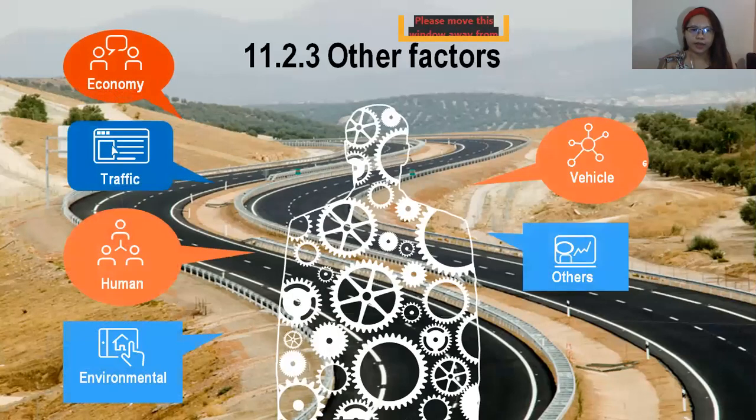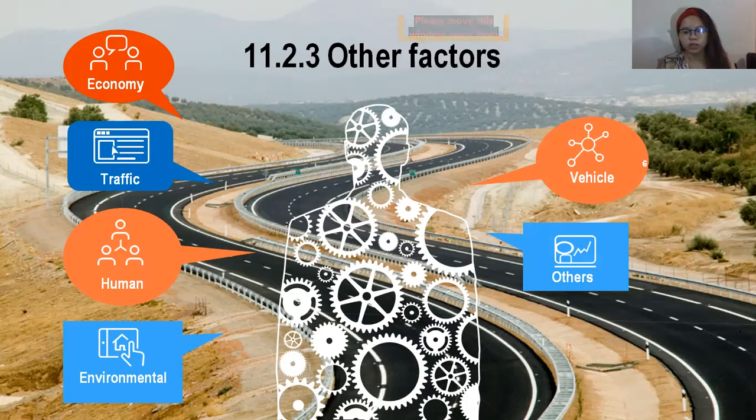And the last one, the other factors, we have six, which includes economy, traffic, human, environmental, vehicle, and others. So for the economy, the design adopted should be economical as far as possible. It should match with the funds allotted for capital costs and maintenance costs. Second, the traffic. It will be uneconomical to design the road for peak traffic flow. Therefore, a reasonable value of traffic volume is selected as the design hourly volume which is determined from the various traffic data collected. The geometric design is thus based on this design volume, capacity, etc.